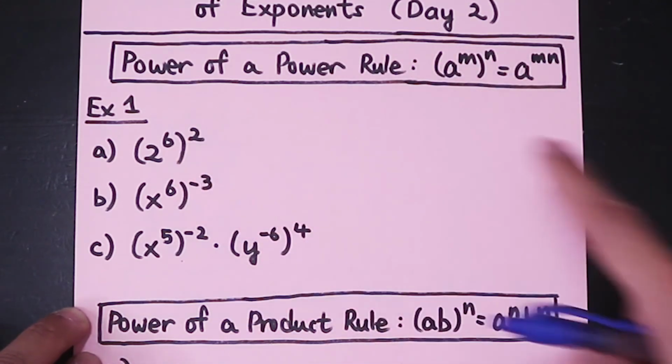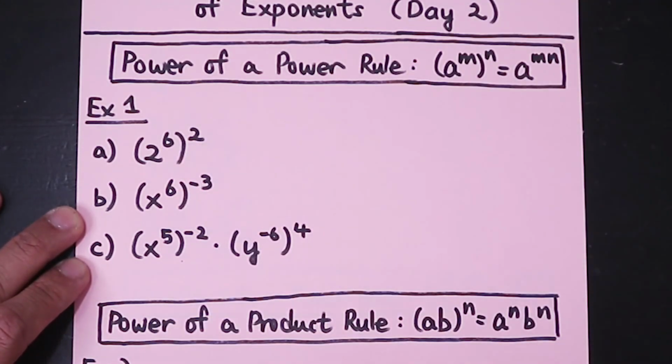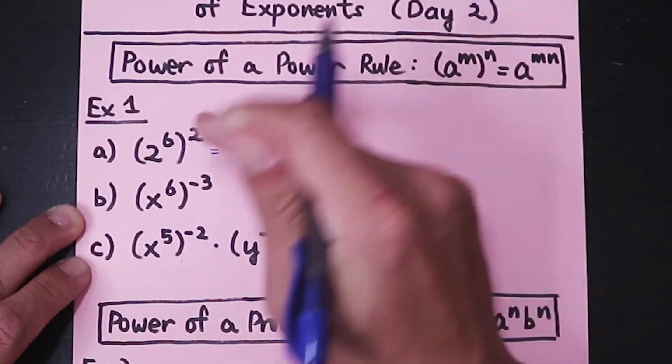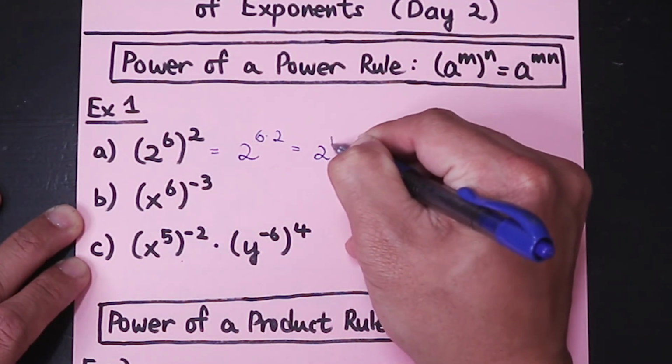So let's take a look at example 1. So if you have 2 to the 6th power, and raise it to the 2nd power, all you have to do is keep the base the same, and you do 6 times 2. So 6 times 2 would get you 2 to the 12th.